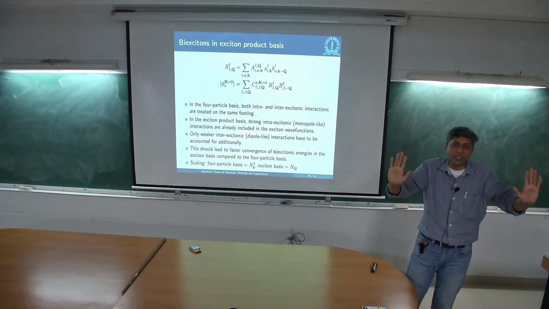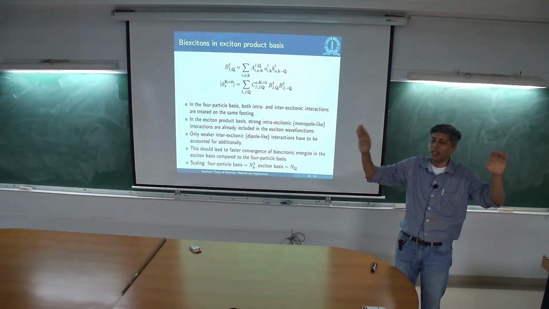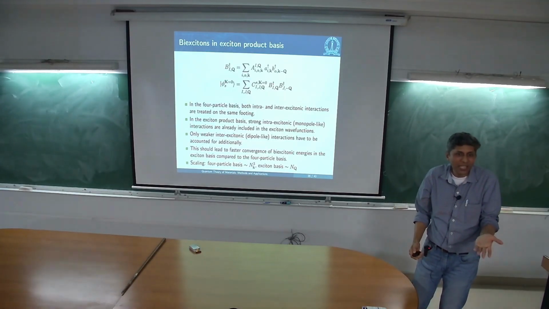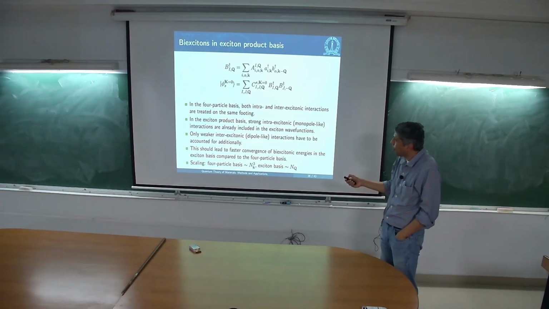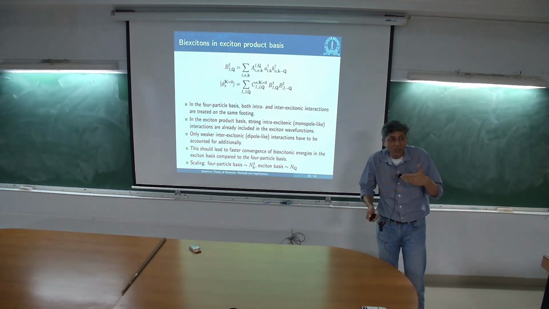I'm going to preform the excitons. It's like a di-positronium problem, right? I already have 2 positroniums and I'm going to make them talk to each other. Why would this change anything? The reason it would change some things is that in a 4 particle basis, both the intra and the interexcitonic interactions are treated together at the same footing.